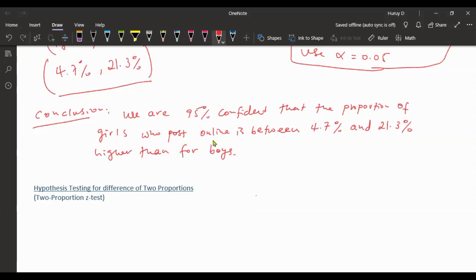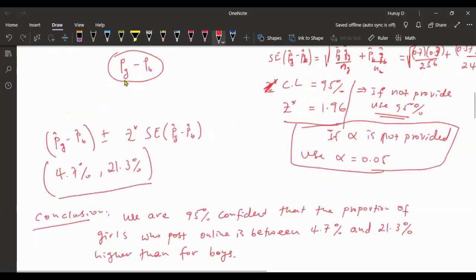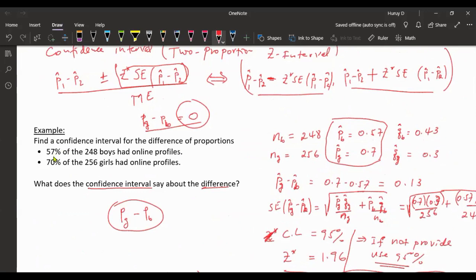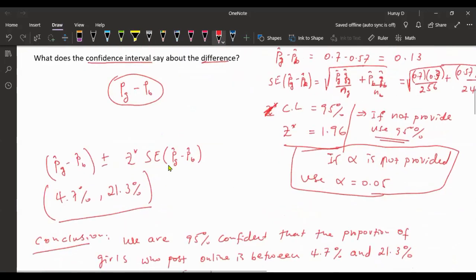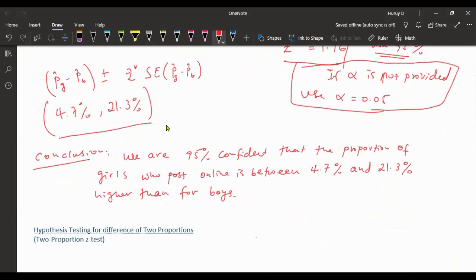And here what we are saying is we would conclude now there is a difference between the two proportions. Okay, this difference that we see here is not just random. There is really, based on our data, a difference between the percentage of boys who have online profiles and the percentage of girls who have online profiles. There is a significant difference between those two. But if the 0 number is included, then we wouldn't say that.